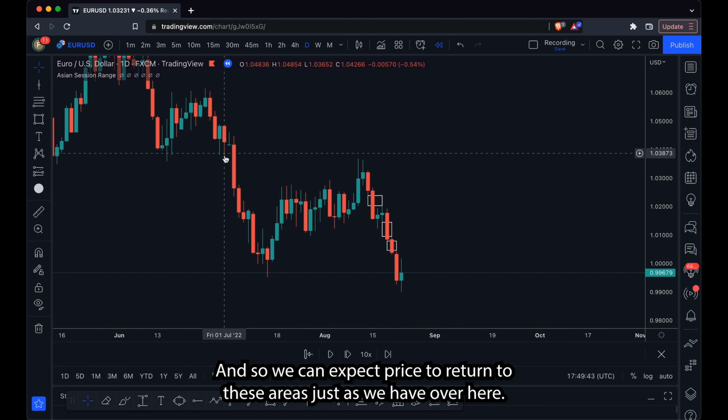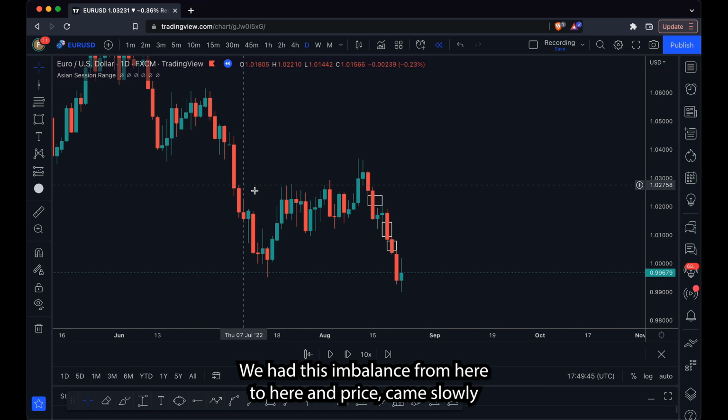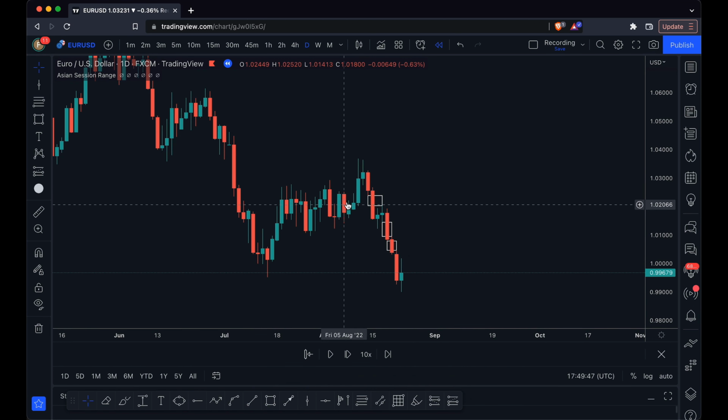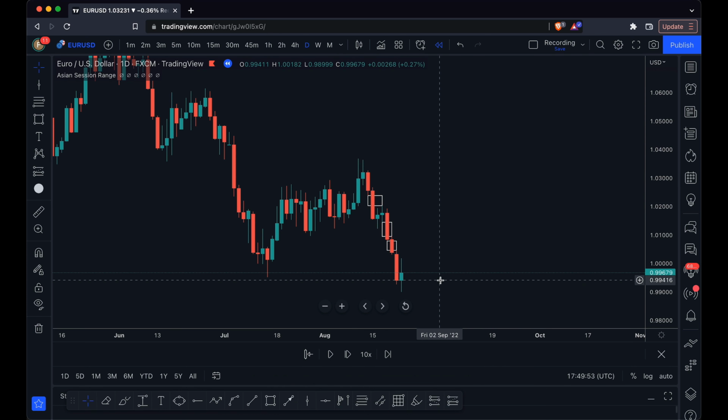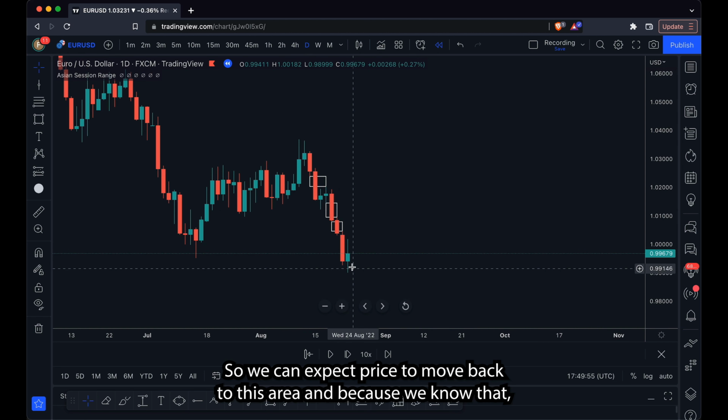Just as we have over here, we had this imbalance from here to here, and price came slowly and took that imbalance out, filled it, and then moved away. So we can expect price to move back to this area.